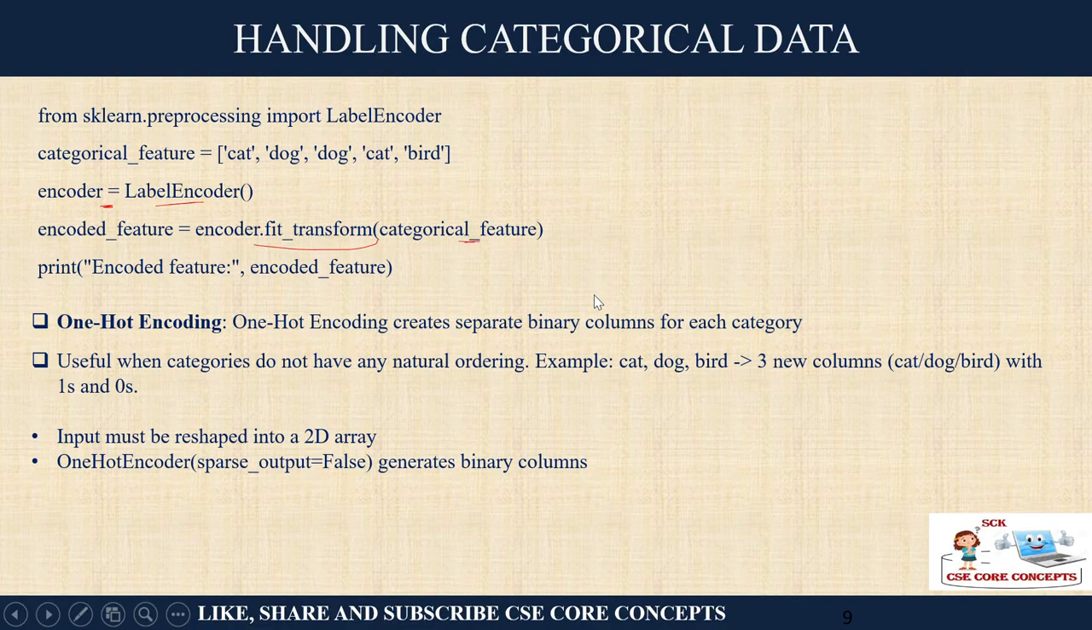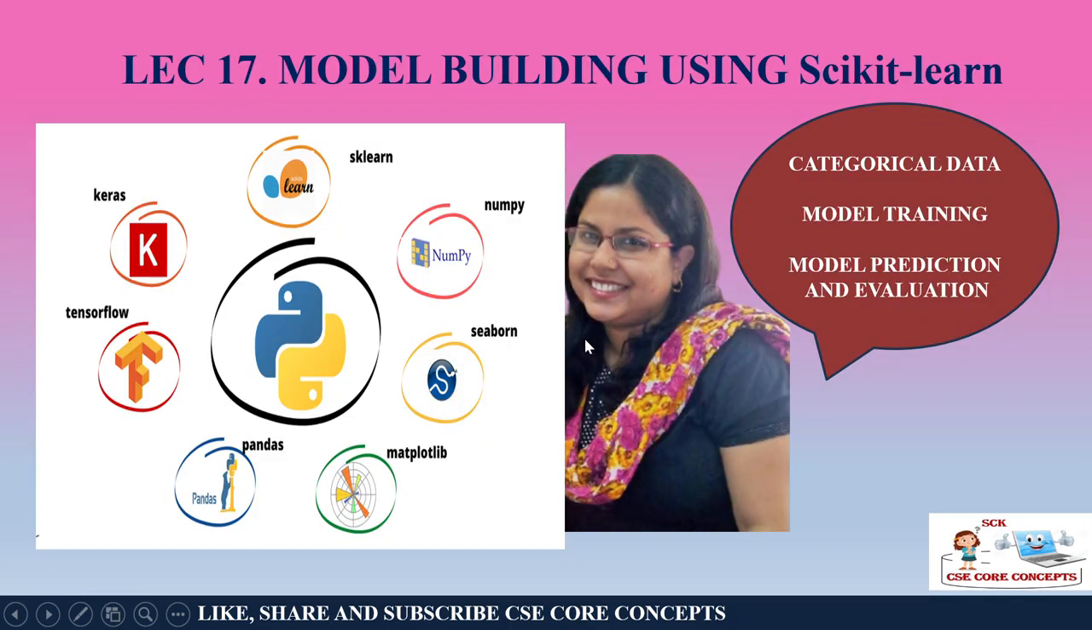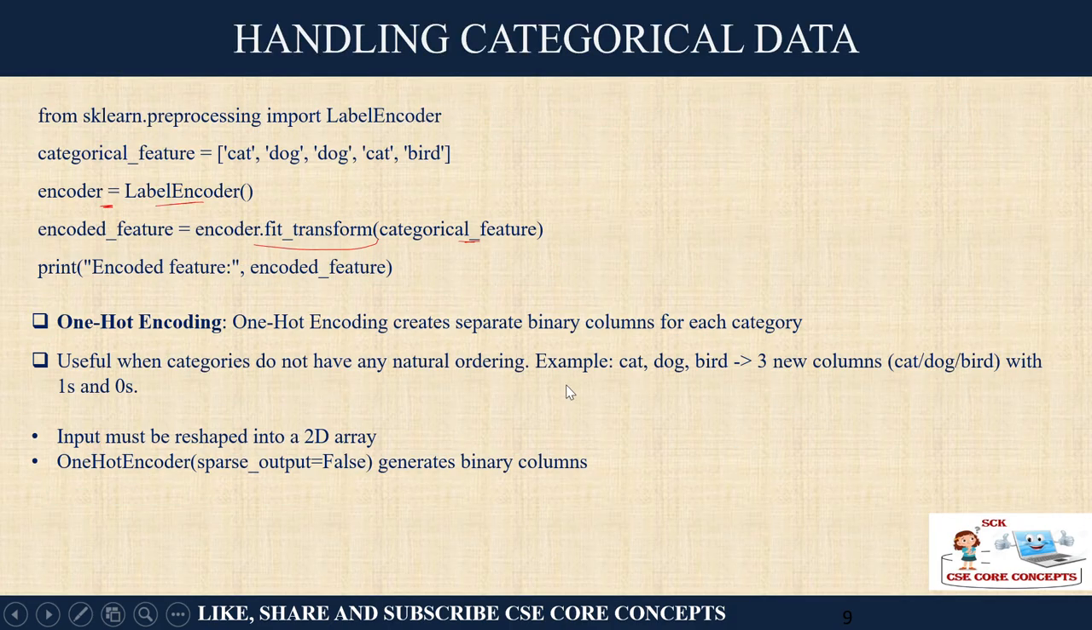So I hope you understood what is the use of the categorical data. Now, as I told you, in the model training, we have converted the data into categorical, since this iris inbuilt dataset is already categorized. So now what we have to do is train our model and evaluate our model, right? So these two features, predict and evaluate, we will see in the next video. So this was all about handling categorical data.